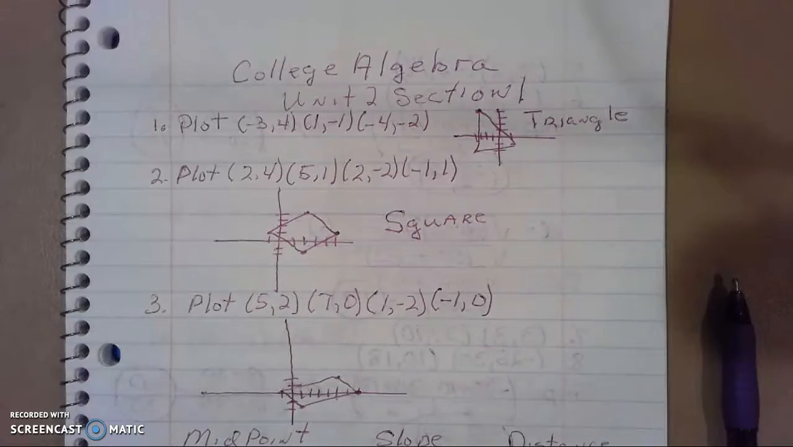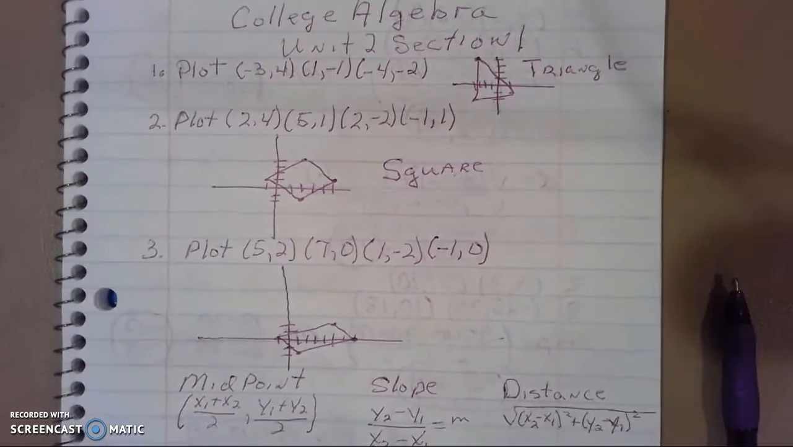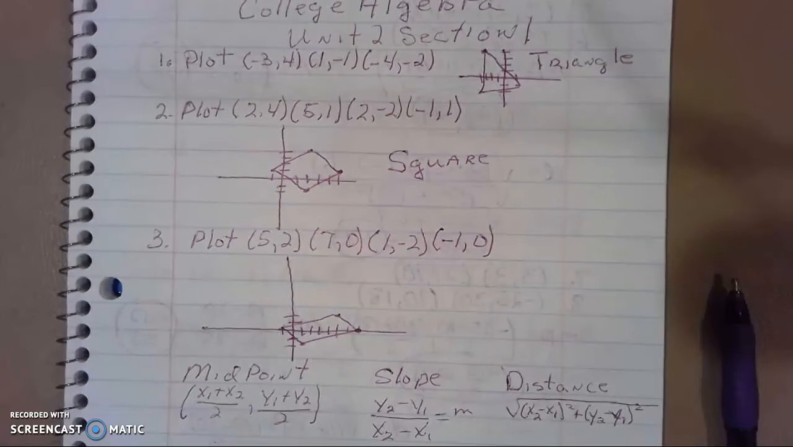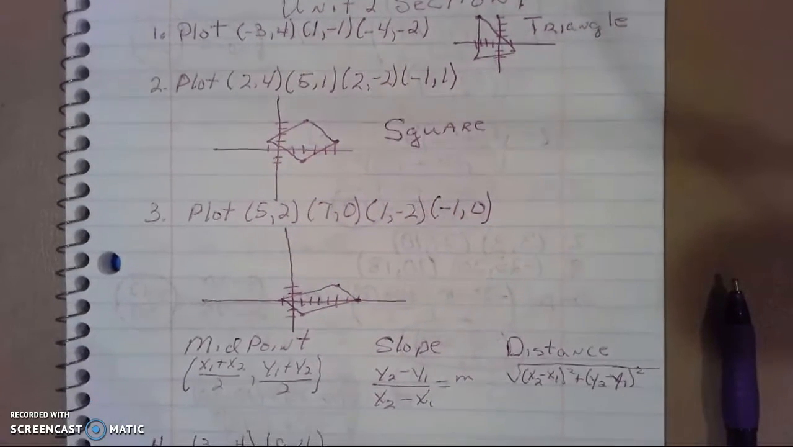Number 1, I plotted those 3 points and made a triangle. Number 2, I plotted the 4 points and somewhat made a square. Number 3, I plotted the 4 points and made what's supposed to be a parallelogram.